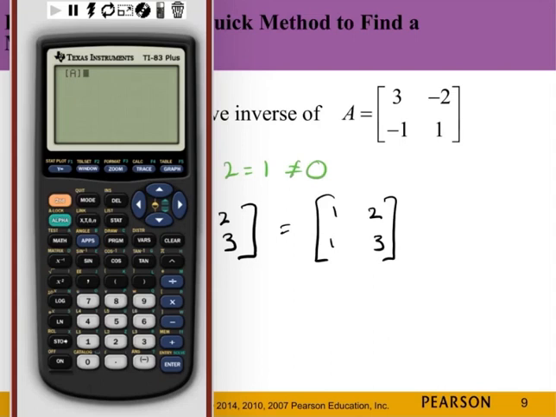And if I want to do inverse, it's a button on the left. It says x to the minus 1. I'm going to hit that. And it should give us the 1, 2, 1, 3. That's one way that we can check. You see the 1, 2, 1, 3.